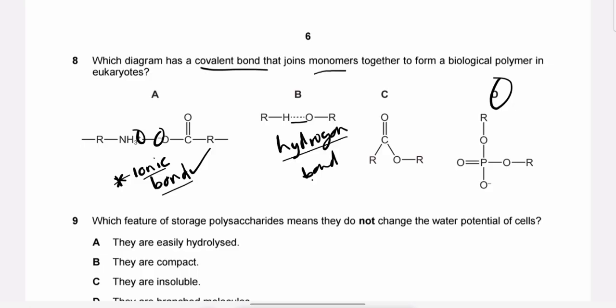We can see that it's showing a phosphate group that is covalently bonded to two R groups, and this forms a backbone that joins nucleotide monomers to form a biological polymer, which can either be DNA or RNA, and that's why D is our best answer for number 8.